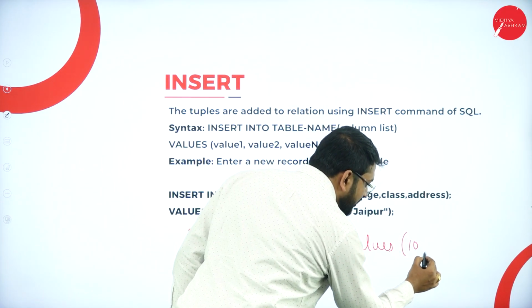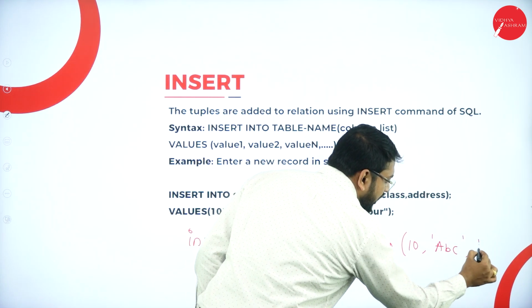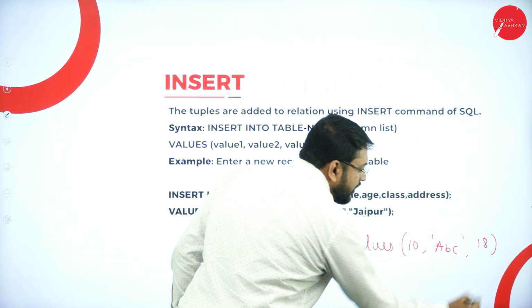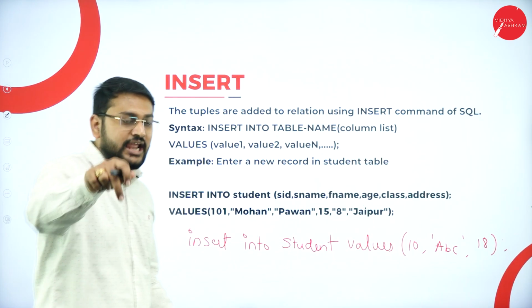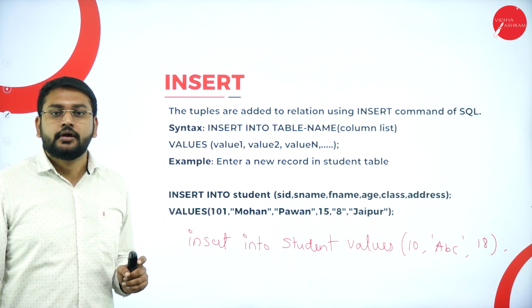Let me just write 10. Second one is name. Let me just write ABC. Third one is age. I'll write 18. Okay. After that, semicolon. If I press enter, one row updated will be your output.